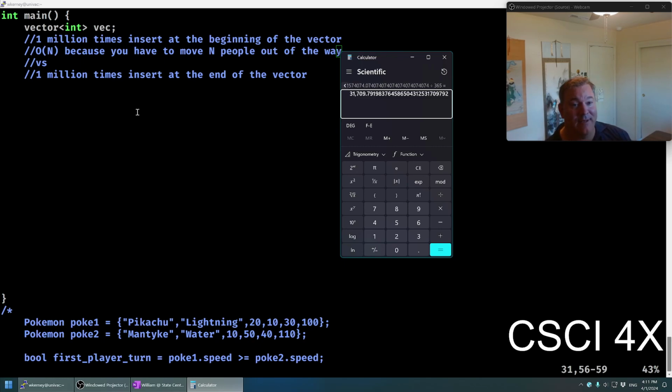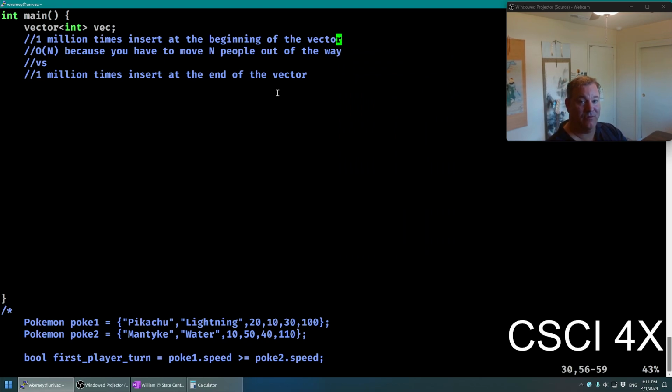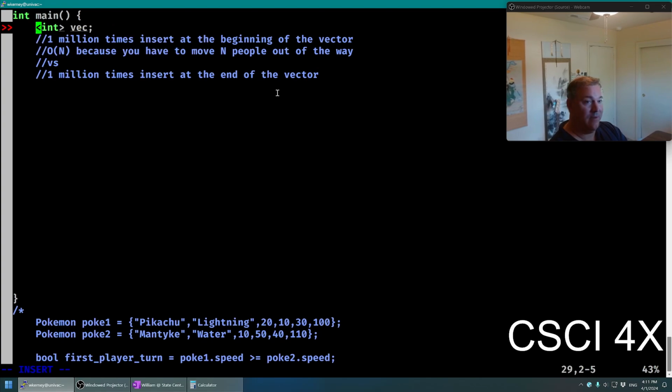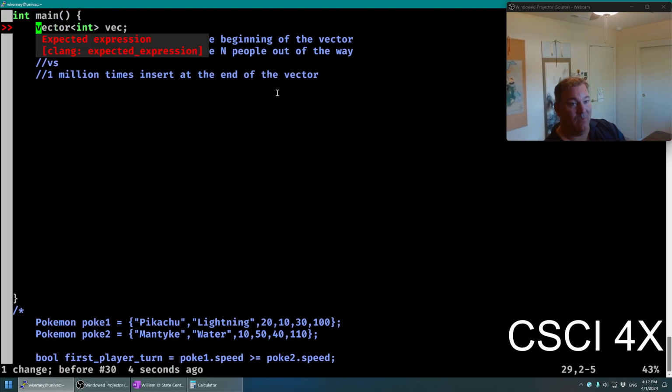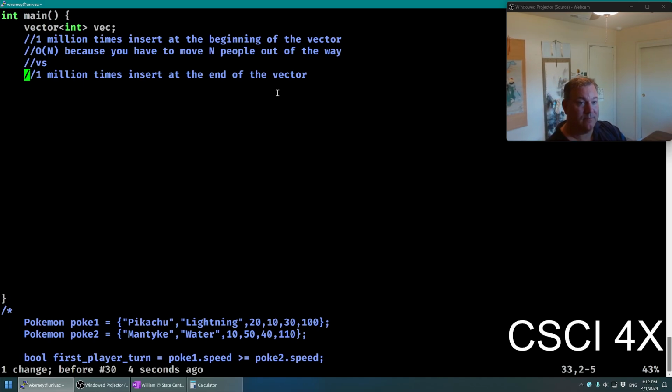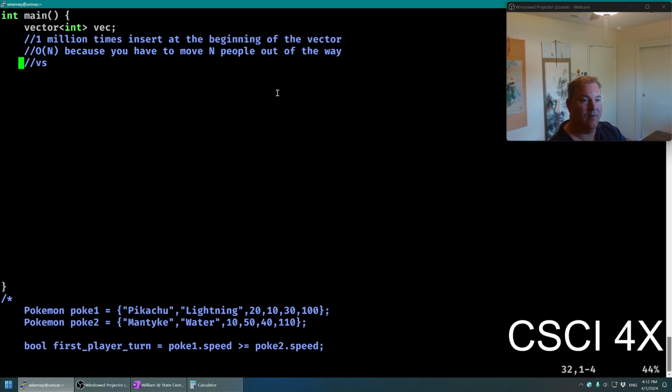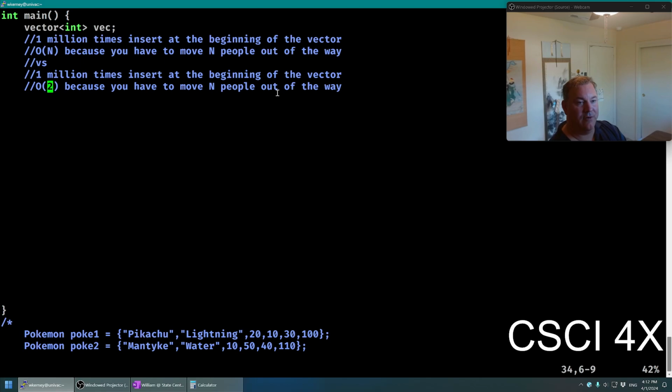If we did it instead, all we have to do is change one word, right? Vector to list. Just that one word change. Let's see how long it takes now. Inserting at the beginning of the list is order 1. You've got a pointer to the beginning of the list, just add the new thing to the front of the list. Easy.